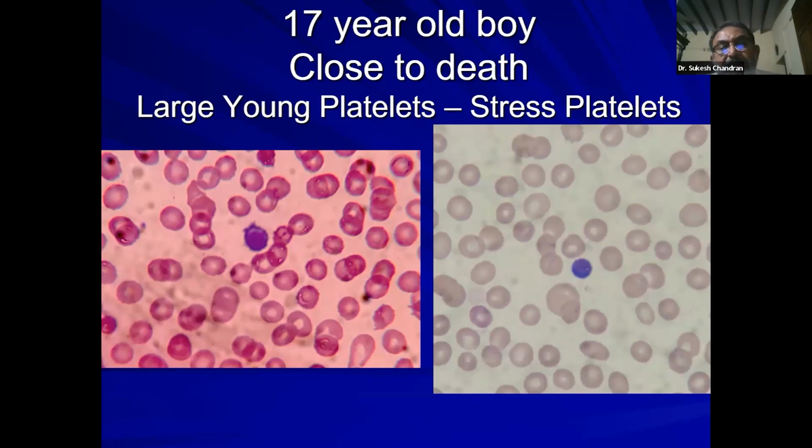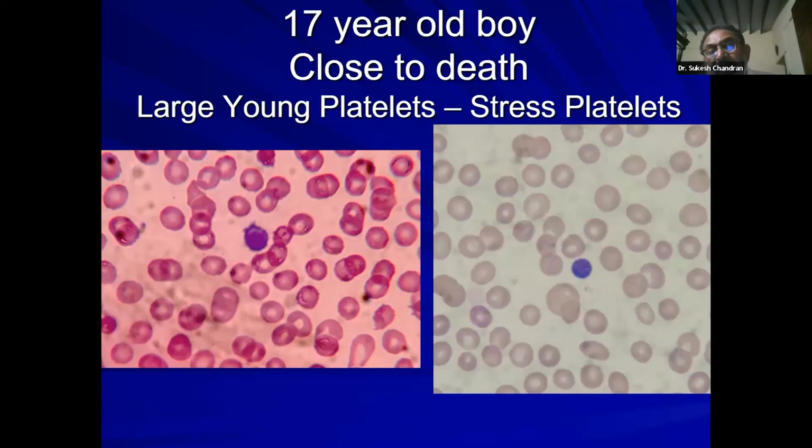So when I looked at his smear, I saw these platelets. You must be thinking, are they platelets or lymphocytes? You look at the intense blue protoplasm of the platelet, not cytoplasm, protoplasm of the platelet. These platelets, I call them stress platelets, which basically means the platelets are going to be produced. Platelet production or platelet increase is imminent.